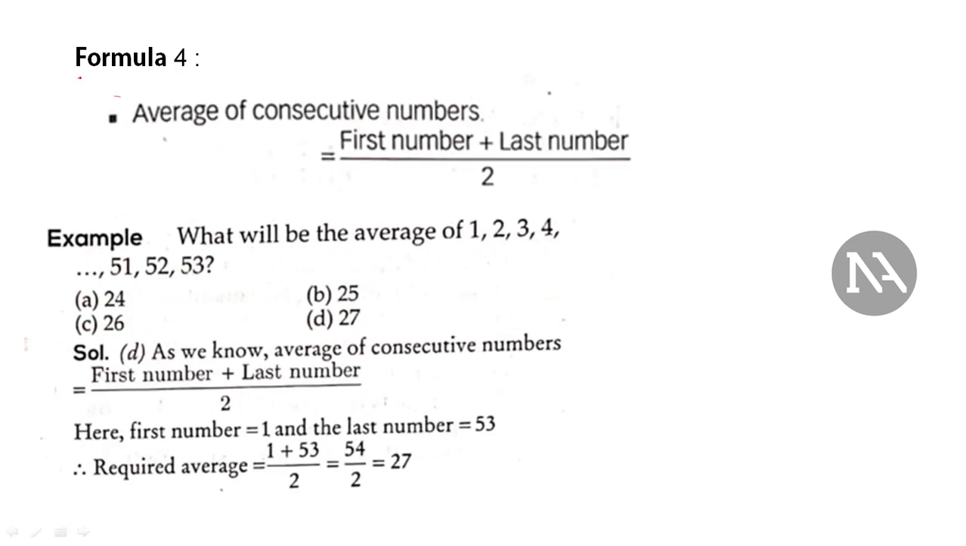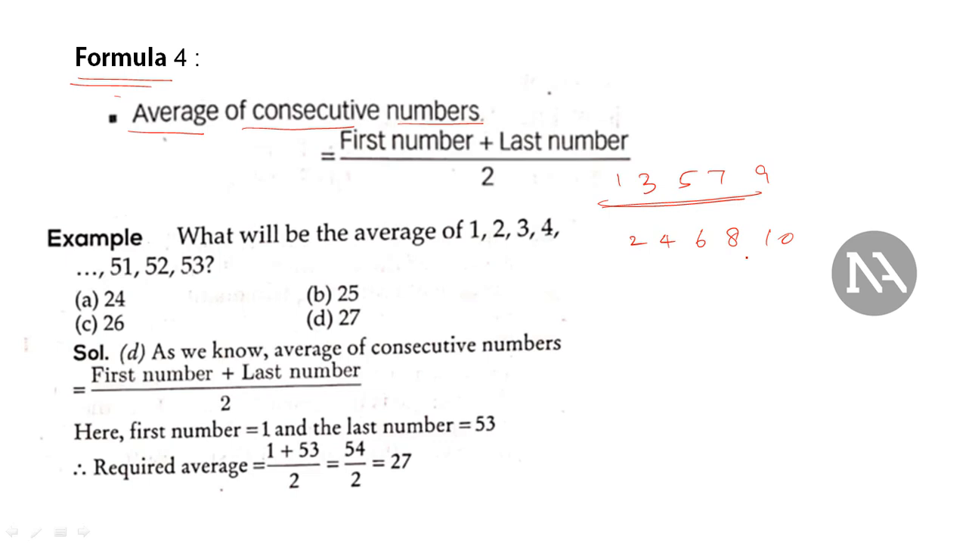Next formula, formula 4. Average of consecutive numbers. It need not be the first n numbers. In the previous formulas, it needs to start from 1. First n odd numbers: 1, 3, 5, 7, 9. It was the first n odd numbers. Then first n even numbers: 2, 4, 6, 8, 10, like that.